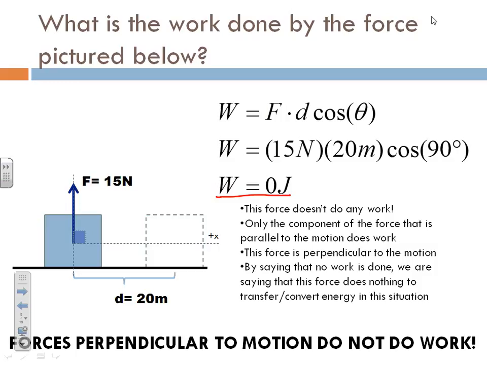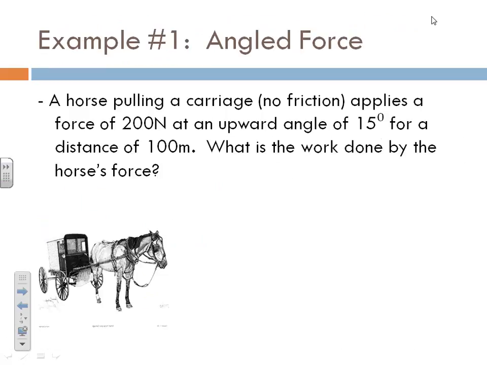So we can say that forces that are perpendicular to the way that you're moving are never going to do any work. So perpendicular forces to the motion do not do work. It's 0 joules. And that's because cosine of 90 degrees is 0.